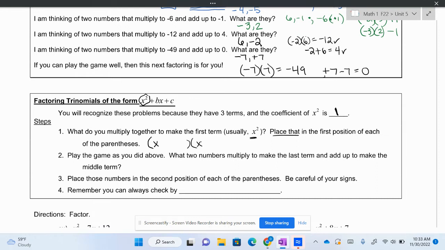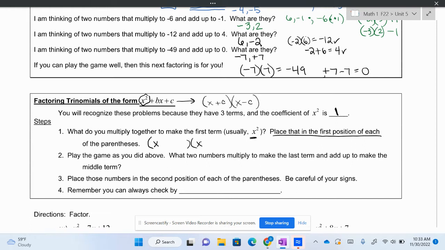So that's why you place the x in the first position of each parenthesis. Because remember, like yesterday, we want to end up with a binomial times another binomial. That's what we're going to end up with, right? We're going to take one binomial term and multiply it by another binomial term.